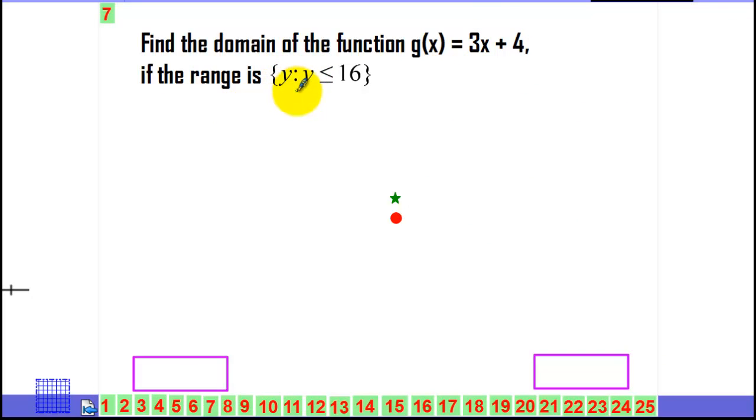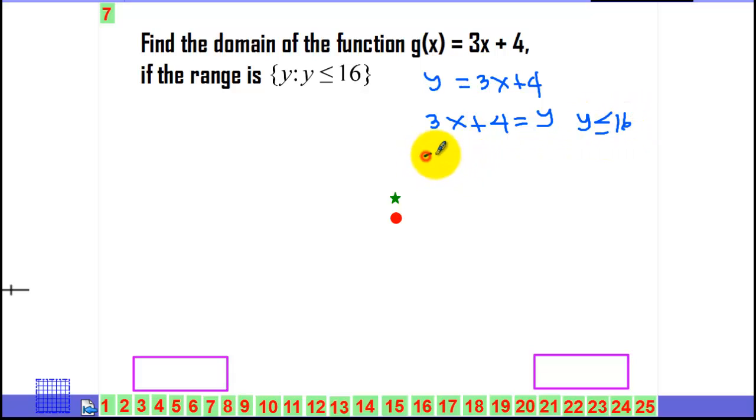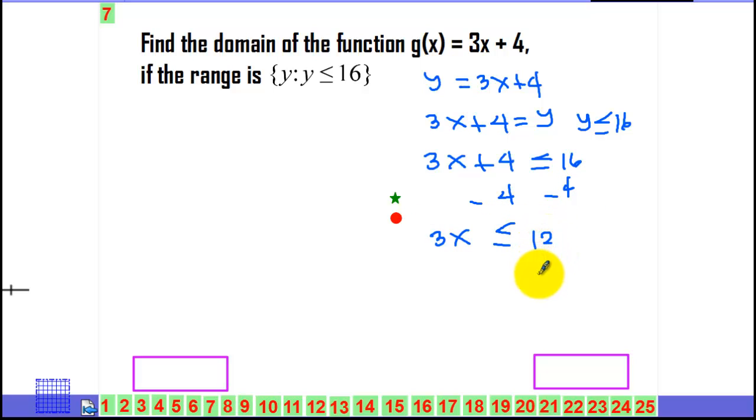Again, for this example, y is being restricted to less than or equal to 16. So y equals 3x plus 4. You write this as 3x plus 4 equals y. y is less than or equal to 16. So we'll have 3x plus 4 less than or equal to 16. Subtract 4 from both sides. 3x is less than or equal to 12. Divide by 3. Your x will be less than or equal to 4. So this will be our domain.